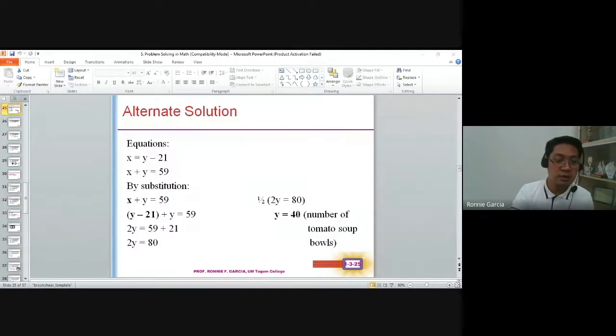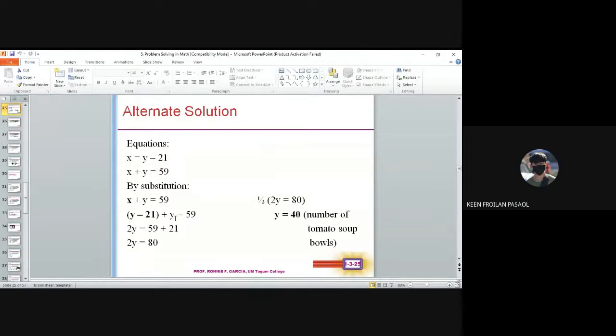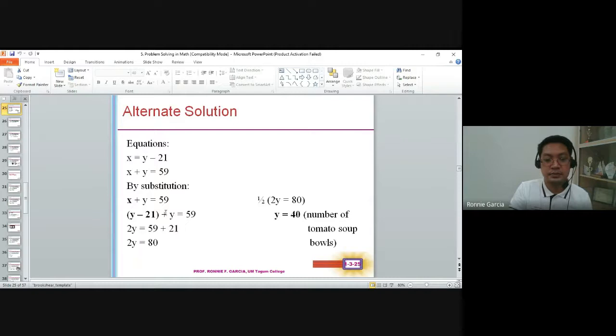So pwede na siya mahimong y minus 21, kaning x, naka-follow mo, kaning x, nahimo na siyang y minus 21, kay mao ni ang value sa x, y minus 21 from the first equation. And then plus y equals 59. So as you can see, pila ka buok variable ang naa? Y na lang, di ba? Isa na lang ka variable. So pwede na ba siya ma-combine? What is y plus y? 2y.